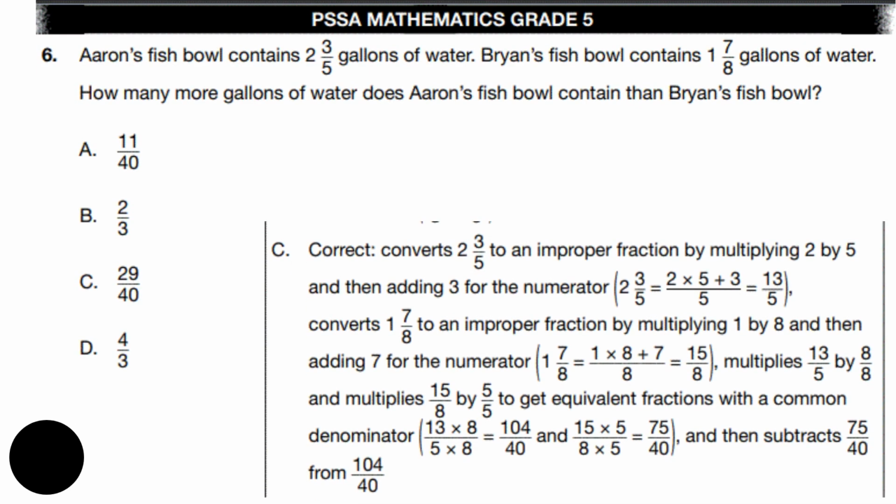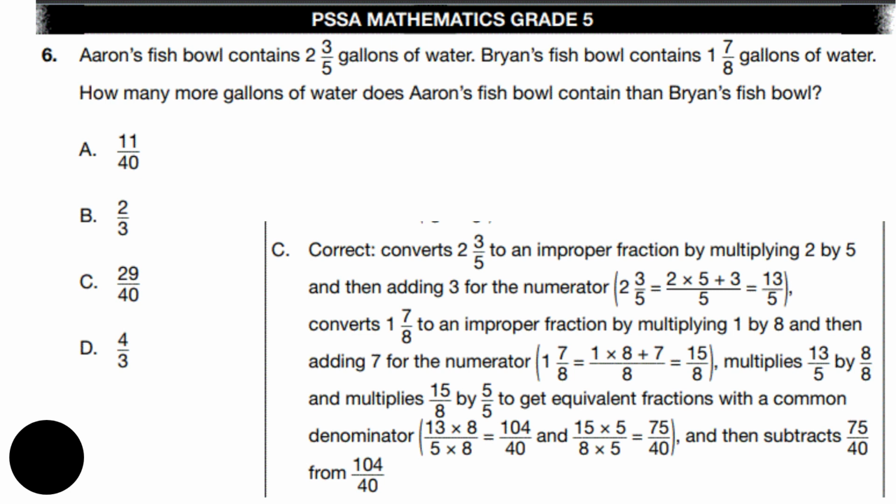Then you convert 2 and 3/5 to an improper fraction by multiplying 2 by 5, then adding 3 for the numerator. Then you get 13 divided by 5. Convert 1 and 7/8 to an improper fraction by multiplying 1 by 8, then adding 7 for the numerator. Then you see here is 15 divided by 8. Then you multiply 13 divided by 5 by 8 divided by 8, and multiply 15 divided by 8 by 5 divided by 5 to get equivalent fractions with a common denominator.